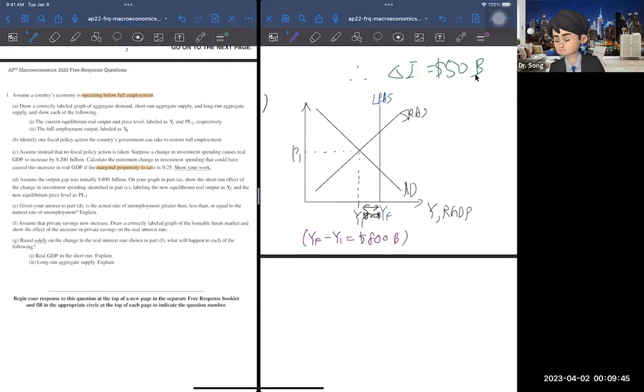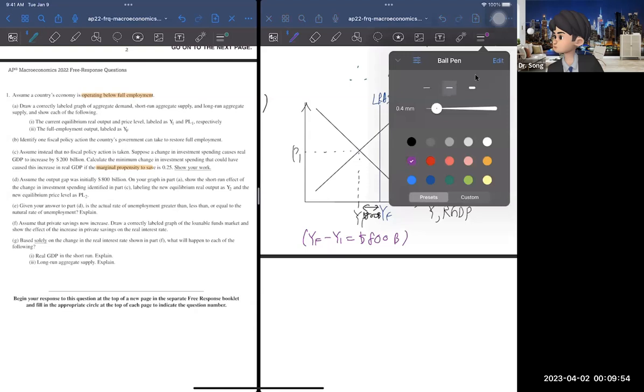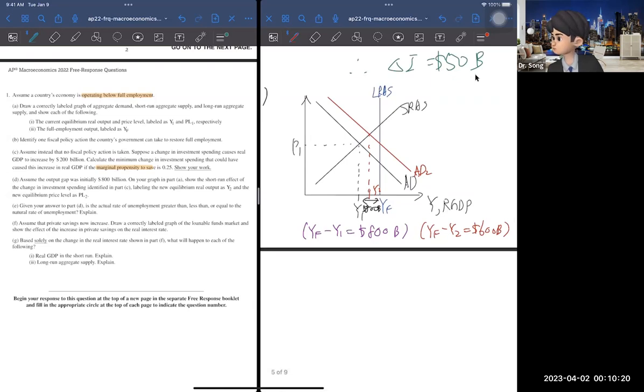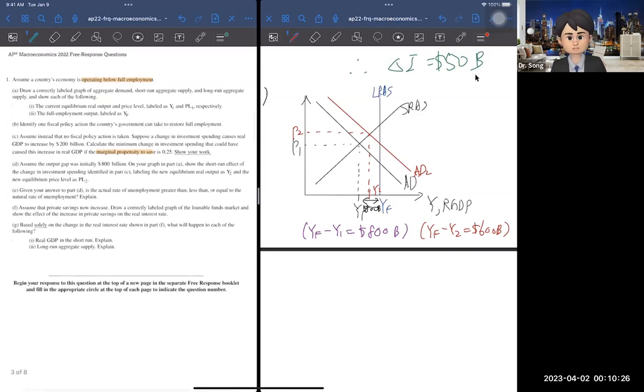But then from question C, the investment is increased. That's why the GDP increased by $200 billion. That means we need to shift this AD curve to the right, but it's not that much. It's only $200 billion, right? So this is AD2. And as a result, we have Y2. And then you get to know the difference between Y2 and YF. So YF minus Y2 is now $600 billion. So the current output is still less than YF, right? So here we need to denote that this is Y2 and this is a price level P2. Okay? So that's the answer for D. Now let's go to question number E.